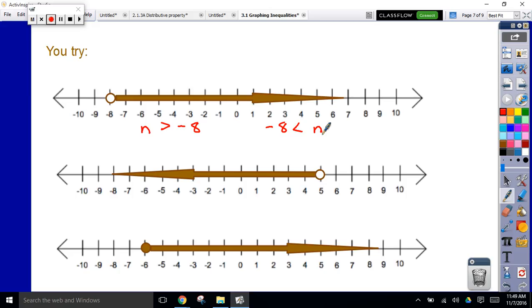5 is less than n. Okay, so if you're saying 5 is less than n, you're saying that this number 5 is less than all of this. Is that true? No, n is less than 5. Okay, so we could say n is less than 5, or we could say that the 5 is greater than n.